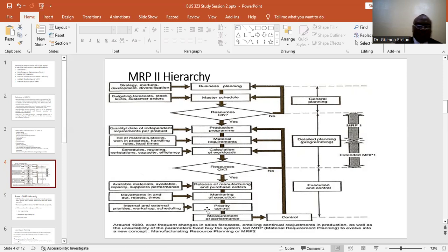But in order for you to achieve control, you have to consider the internal and external priority and the workshop schedule. And in taking measurement of performance, you bring in the principle of control. When you bring in the principle of control, you are actually comparing the actual standard with the expected standard. So what we have explained so far, that moves from general planning to detailed planning and execution and control, is what we refer to as the MRP2 hierarchy.